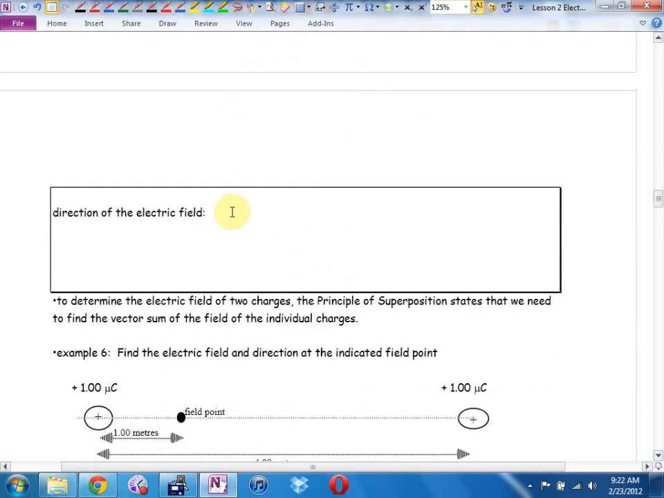So, direction of the electric field. From positive to negative. Or we ask, which way would a positive test charge want to move if it could? I find that second one more useful because sometimes I don't have a negative or a positive charge in my diagram. I only got one of them. And so when I think from positive to negative, I'm missing one. But I can always think, okay, which way would a positive test charge want to move if it could? Because like charges repel and unlike charges attract.